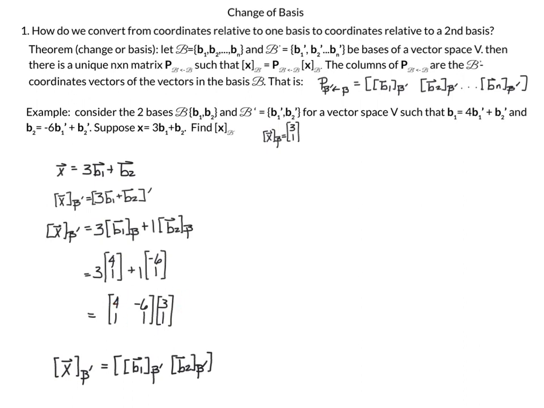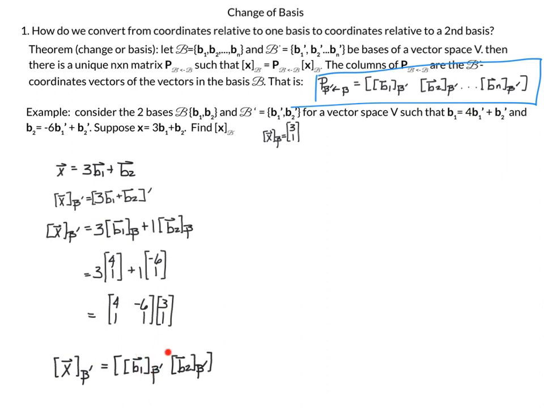And also, just to check this against the formula from up here, we have the formula for our matrix to convert from B to B prime. We have each vector from B written in terms of B prime. So again, that would be the b1 vector in B written in terms of B prime. So the b1 vector in B written in terms of B prime is 4, 1.